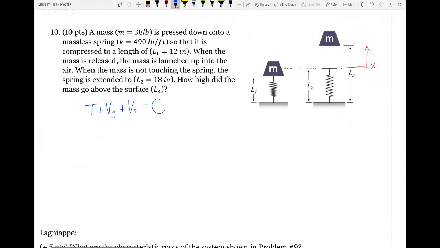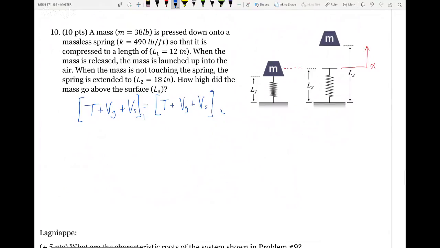And so we could say this kinetic energy, everything here at state 1, is going to be equal to everything at state 2, gravitational plus spring at state 2.